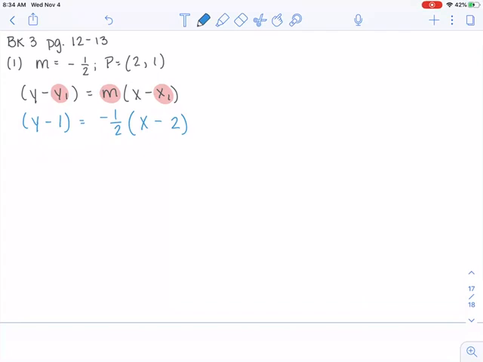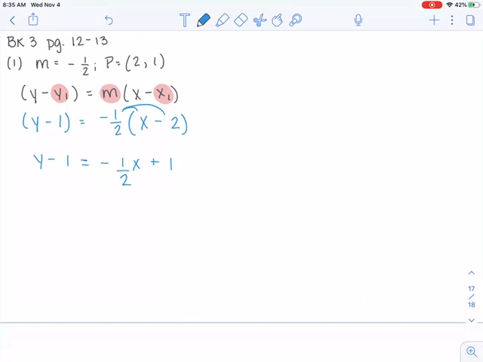Alright, so now I'm going to drop the parentheses on my left hand side because there's nothing in front. So I can just get rid of these parentheses and have y minus 1. And then I have to distribute my 1/2 to both of these. So now I have negative 1/2 x. And then negative times a negative is a positive. And then I have 1 times 2 is 2 over 2. And again, I'm sure as you know, 2 over 2 is just equal to 1. So I'm going to put a plus 1 there.